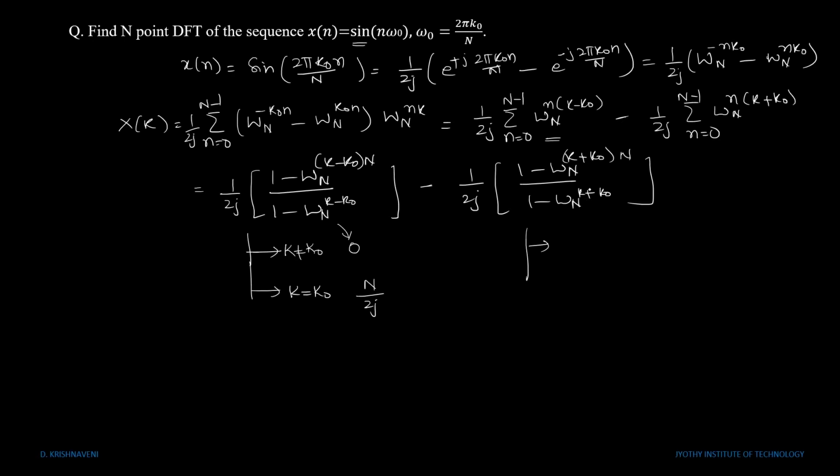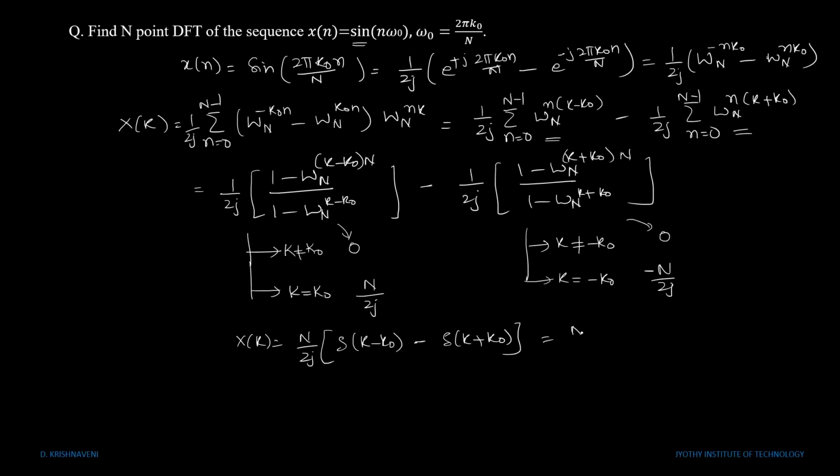And for the second case, k equal to minus k naught, so k not equal to minus k naught, this is 0 because 0 by some denominator value. But when k equal to minus k naught, the denominator also becomes 0. So then we have to substitute this condition in the second summation, k equal to minus k naught. So this value will become 1. So summation of 1 is n. So the result will be minus n by 2j, because we are multiplying with minus 1 by 2j. So together we can write the result as X of k is equal to, I'll take n by 2j common. This will be delta of k minus k naught minus delta of k plus k naught, which can be written as n by 2j delta of k minus k naught minus delta of k plus k naught, can be written as minus k naught, minus of minus k naught, and minus k naught can be written as n minus k naught.